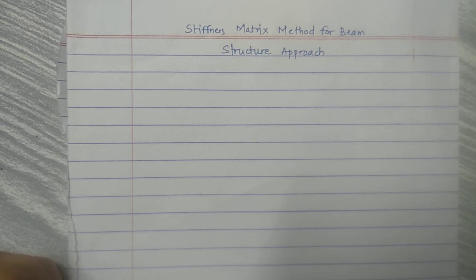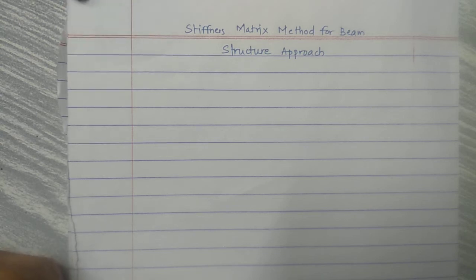So previously we have completed the member approach of the stiffness matrix method for beam structures. Now today we will start with the structure approach for beam elements using the stiffness matrix method. Before that, we will again review the concept of kinematic degree of freedom, that is, kinematic indeterminacy.